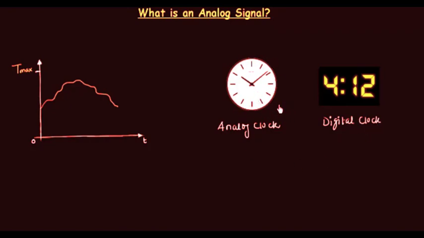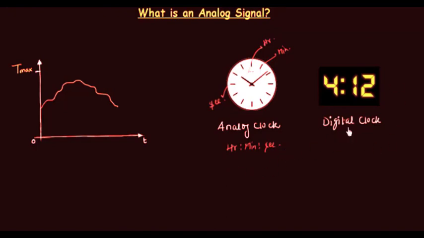So let's first talk about this analog clock. In this you can see we have three hands. The first one, this one, is the hours hand, this one is the minutes hand, and the small one is the seconds hand. So we can say that this clock can show the time as hour, then minute, and then second. So it can take any value in 24 hours.